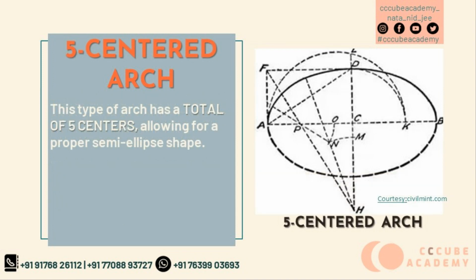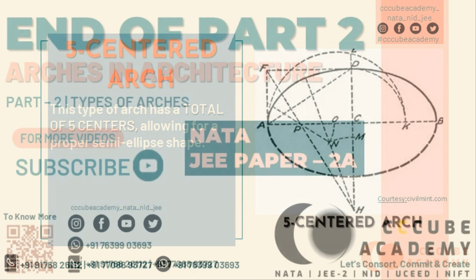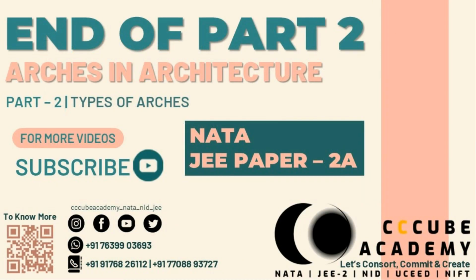And finally, five-centered arch. This type of arch has a total of five centers, allowing for a proper semi-ellipse shape. Yes, with this we have come to an end of part 2, different types of arches in the series of arches in architecture. In the next part, we will be discussing the important questions with answers based on arches in architecture.